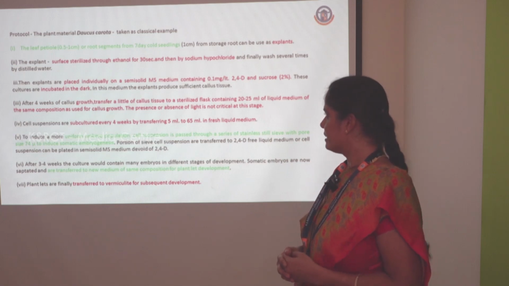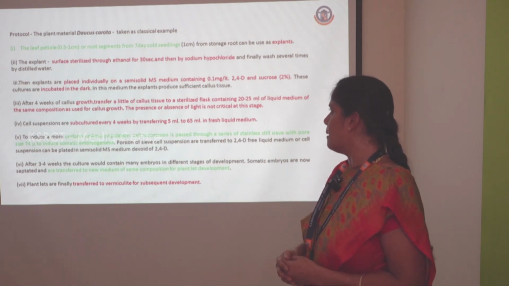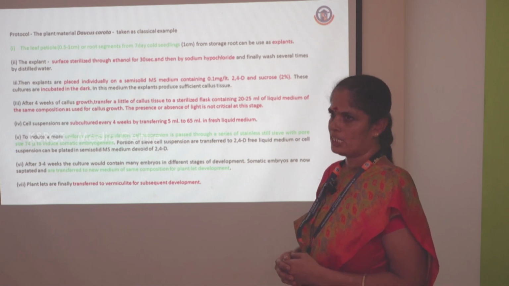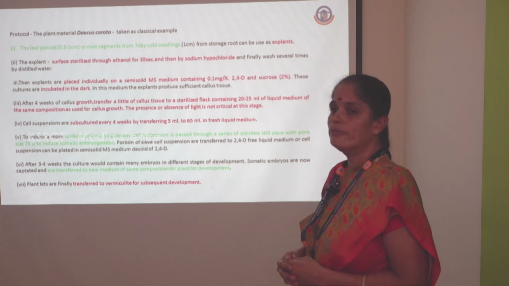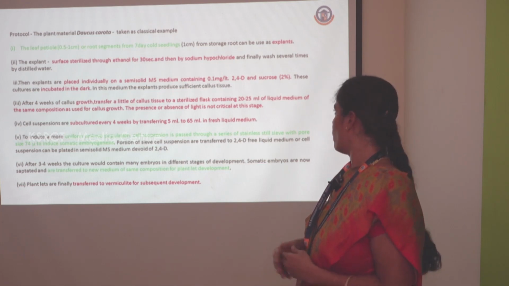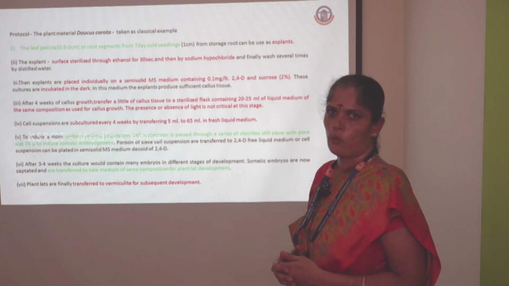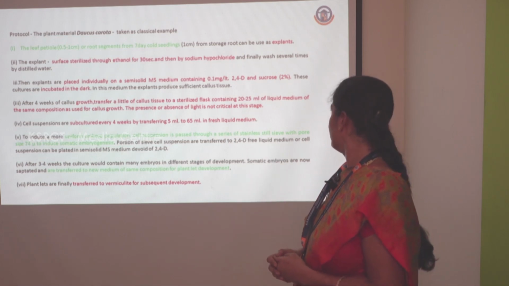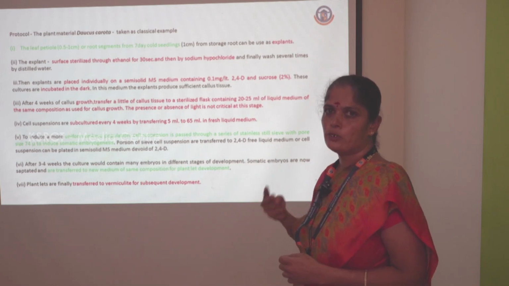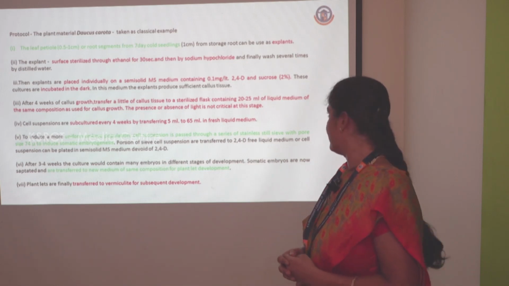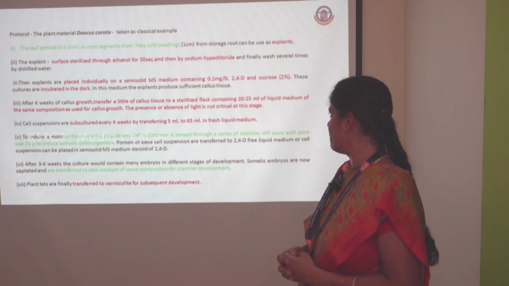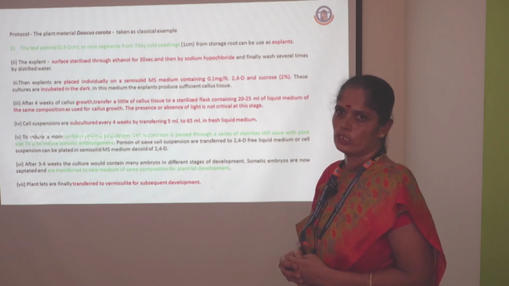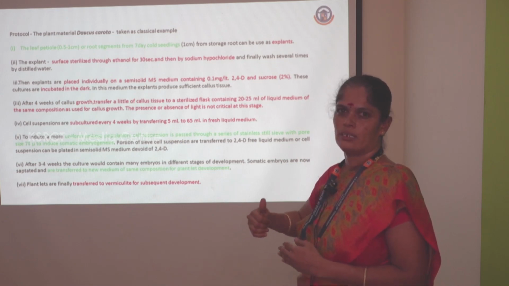Finally, wash several times with distilled water, and then these explants are individually placed on a semi-solid MS medium containing the growth hormone 2,4-D, which acts as an auxin. The auxin is added at a concentration of 0.1 milligram per liter, and we supply 2% sucrose to this medium. These cultures are incubated in the dark. In this medium, the explants produce sufficient callus tissue. So this is the medium we can use for initiating the callus.